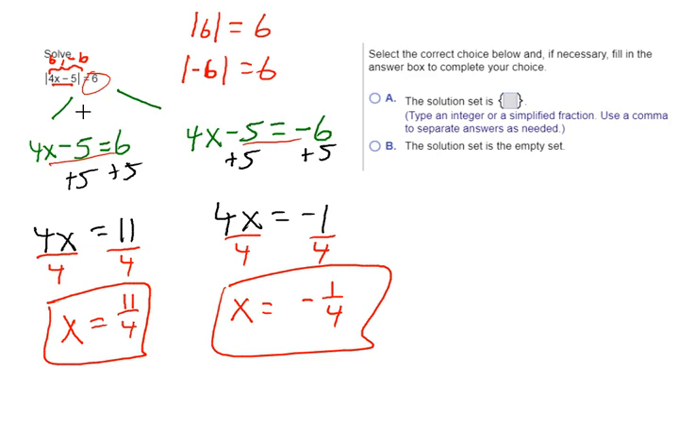I think it's helpful to know why this works, but if you're just looking for the minimum amount you need to know to get the answer right, this is what you need to know. Set up two equations. The first is an exact copy of the original. The second one, just change the sign of the right-hand side, and you will get your answers that way.